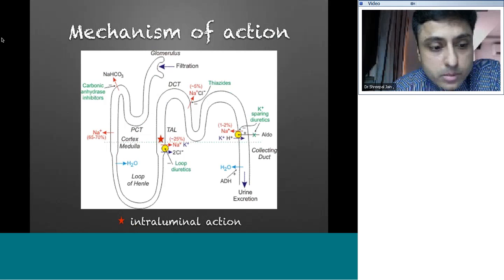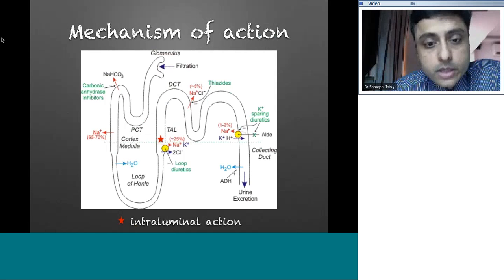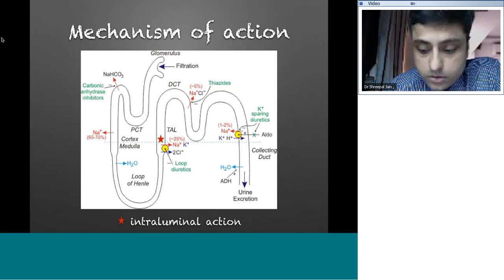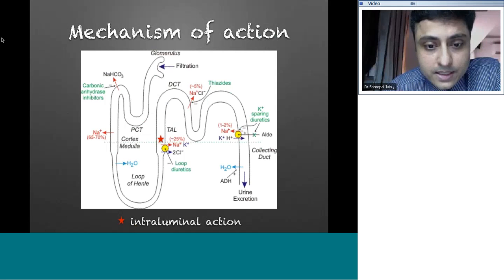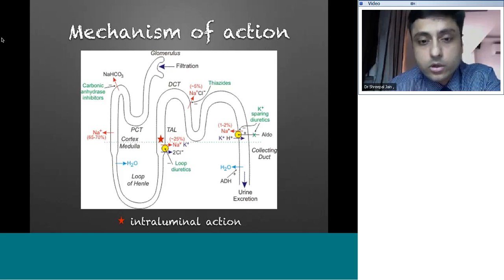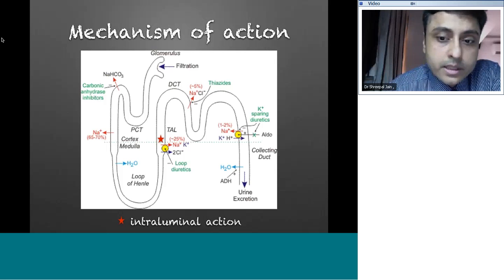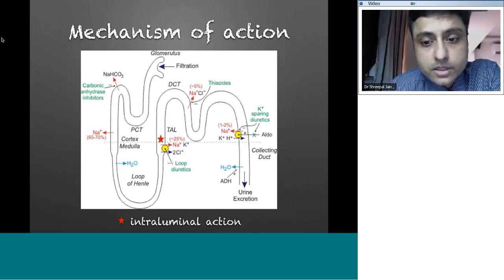This is responsible for absorption of approximately 25% of your sodium. Along with it, 1 ion of potassium and 2 ions of chloride are also absorbed, which also leads to proportionate absorption of water. This is where furosemide acts and blocks the absorption of sodium, potassium, and chloride, including that amount of water. So a large amount of sodium is present intraluminally, and gets presented to the distal convoluted tubule as well as the collecting duct.